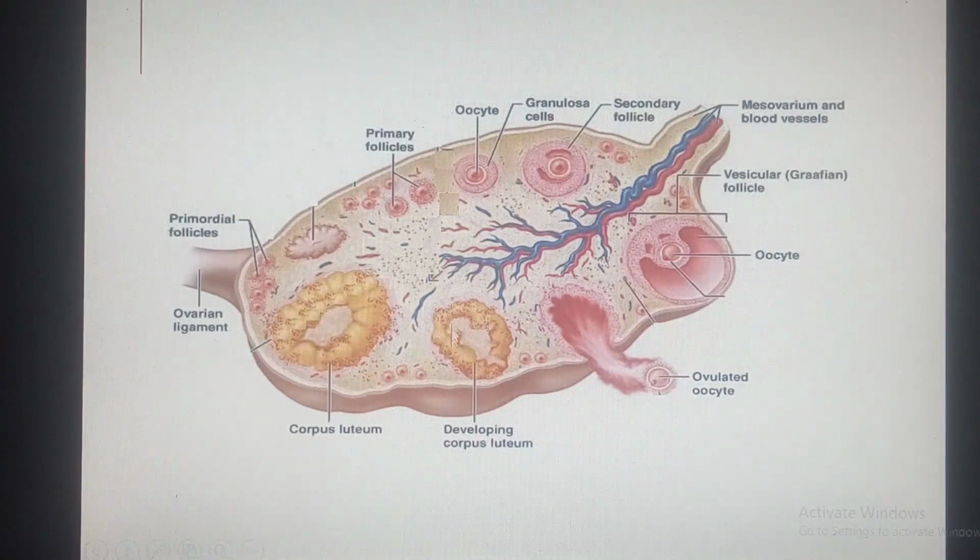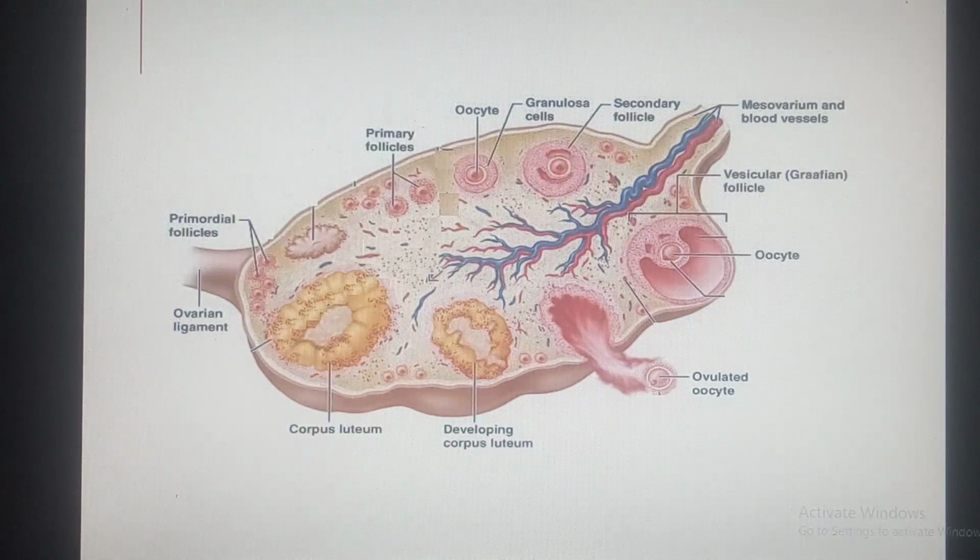Now this corpus luteum will persist. Because it's an endocrine structure, it will be invaginated, and there will be a lot of blood vessels surrounding it, so that the product will diffuse into those surrounding blood vessels to get into systemic circulation. Now this corpus luteum will persist for about 2 weeks, and therefore we call this the corpus luteum of menstruation.